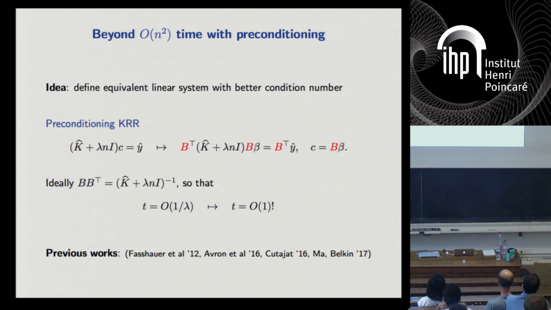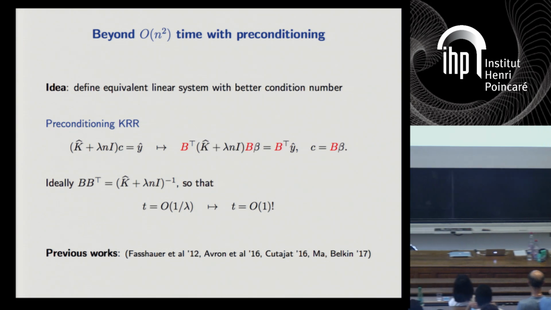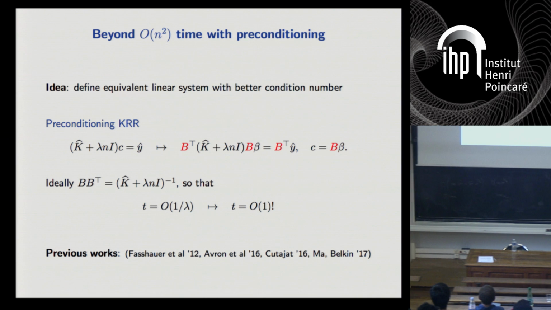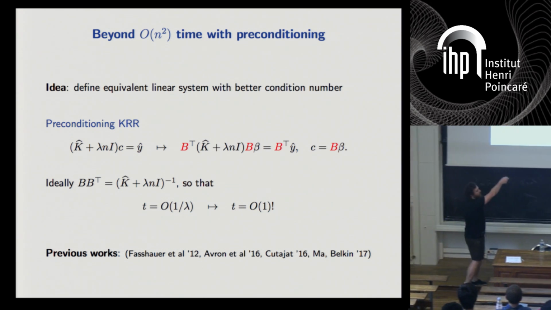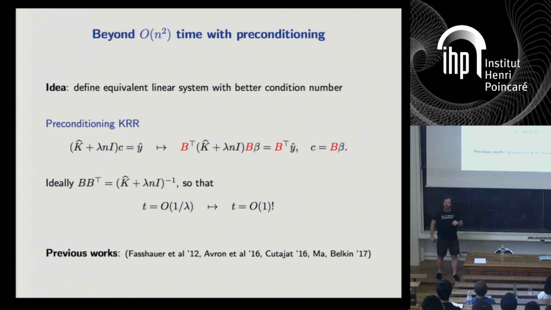For example, similar to the comment I made before with better sampling, the ideal thing to do is to pick this B so that BB transpose is actually equal to the inverse. Of course, this is not very practical, but let's see what this would do for us. You remember that in our theorem, we had this kind of T over O(1/lambda) behavior if you optimize. Well, if you actually look at this problem, you will need a constant number of iterations to get to the optimal solution. So this would be ideal.